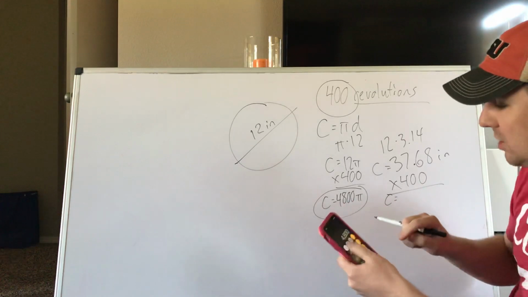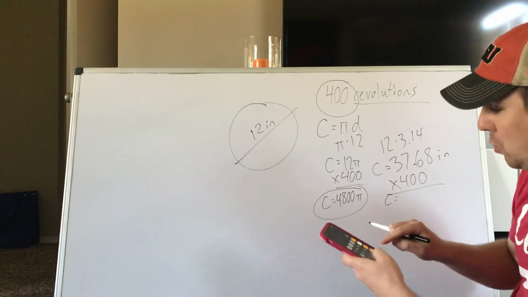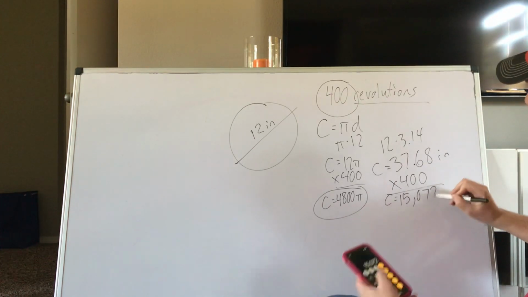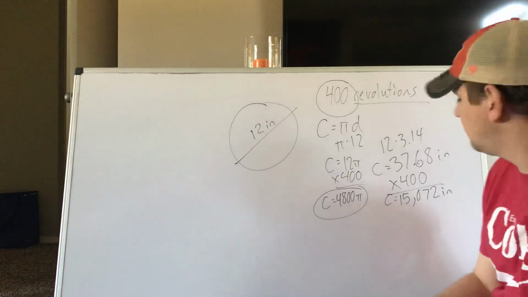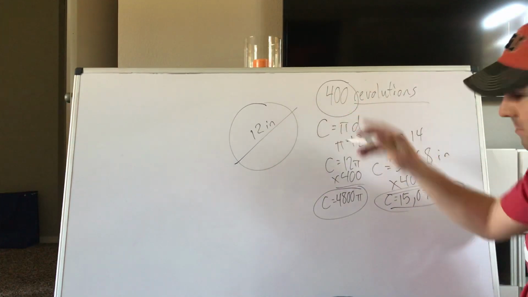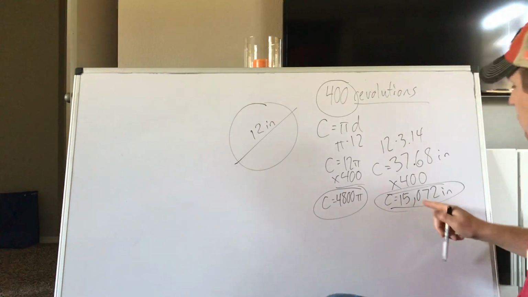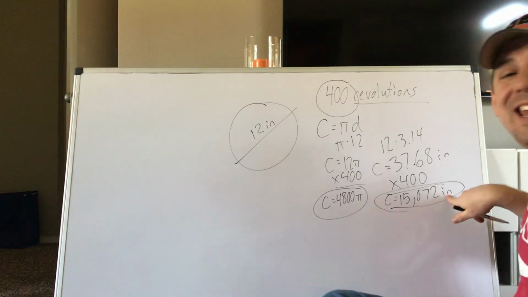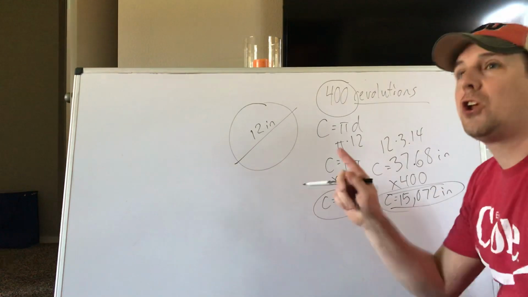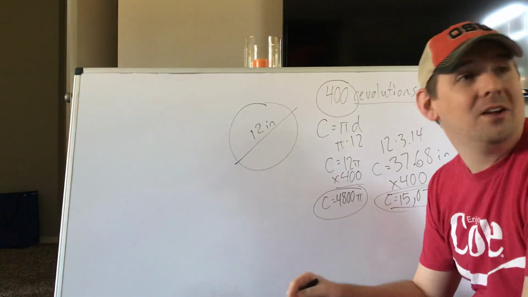And if you actually times it by pi, then it would be 15,072 inches. That's how far this tire goes 400 times. Yo, Mackie, how many feet is that? Well, if this is how many inches there are, how many inches are in a foot? 12. Good. Who said that?